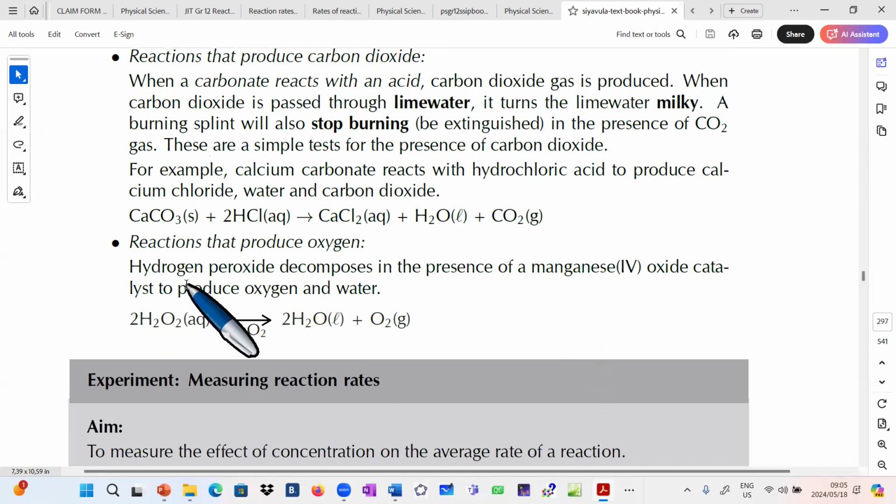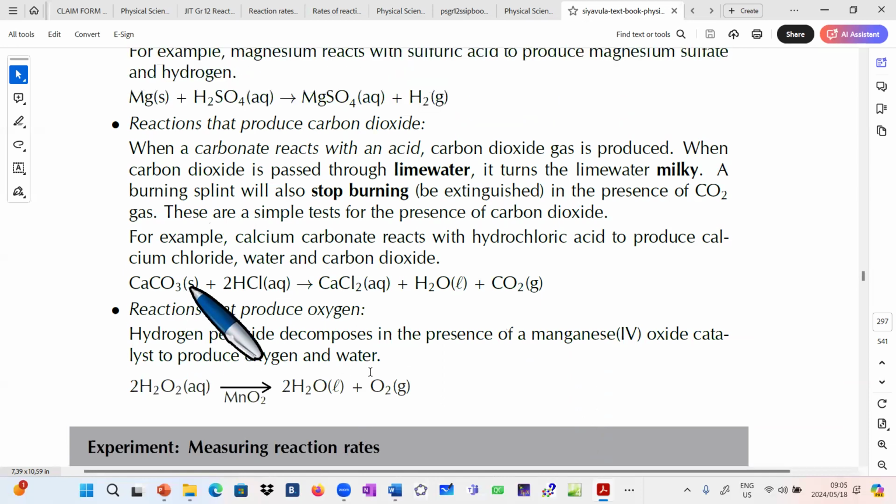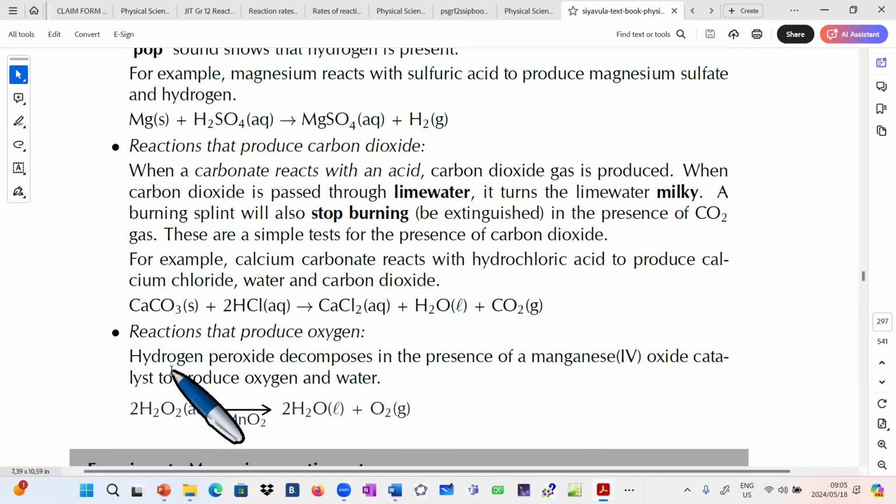There are certain types of reactions that produce oxygen. For example, hydrogen peroxide decomposes in the presence of a manganese oxide catalyst to produce oxygen and water.